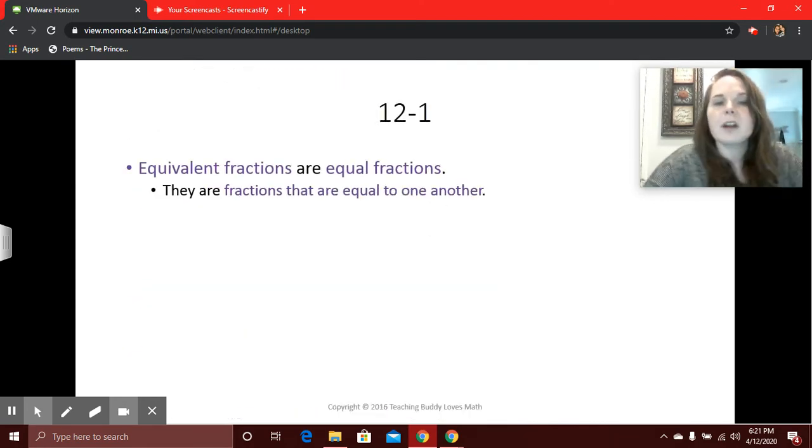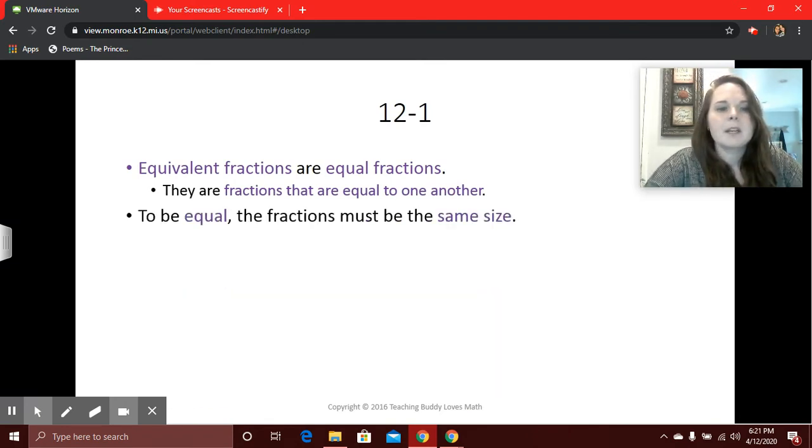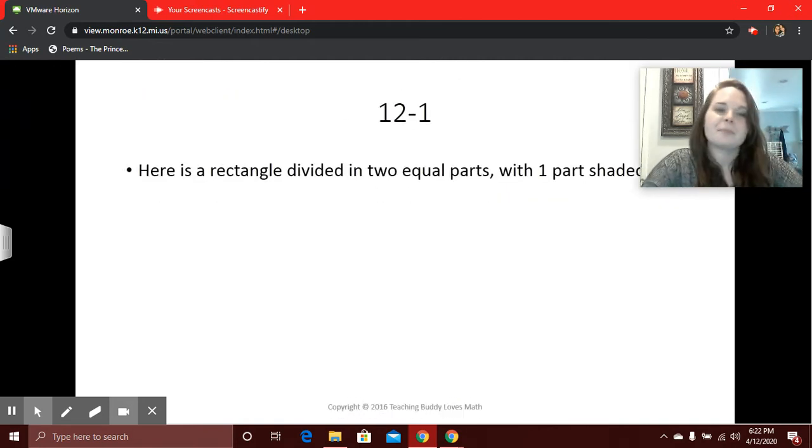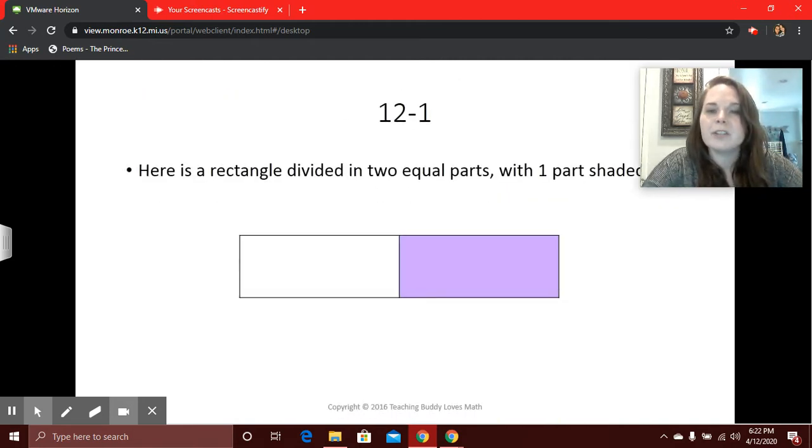Equivalent fractions are equal fractions. They are fractions that are equal to one another. To be equal, the fractions must be the same size. In this lesson, we will learn about equivalent fractions and how they are the same size. Let's get to it. Here's a rectangle divided into two equal parts with one part shaded.